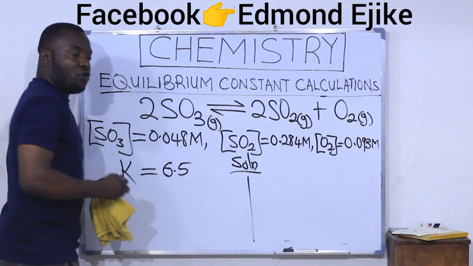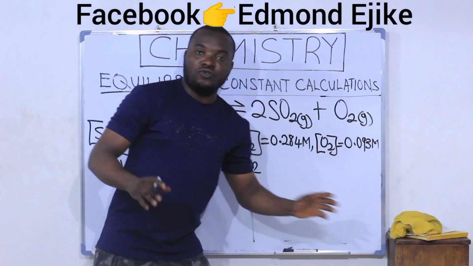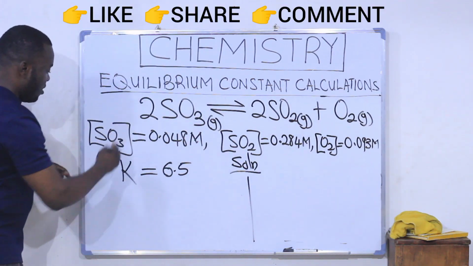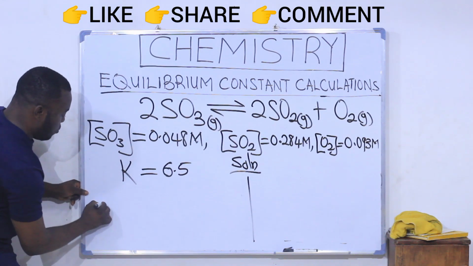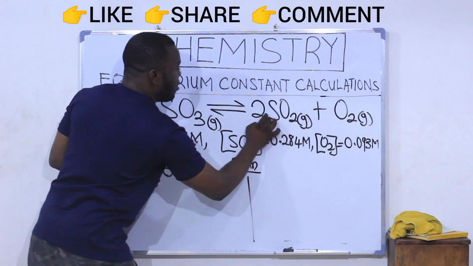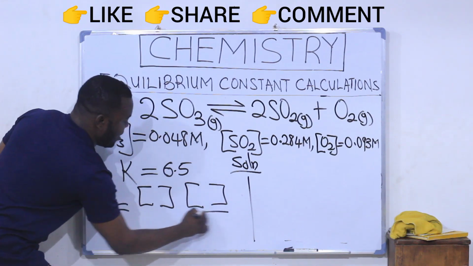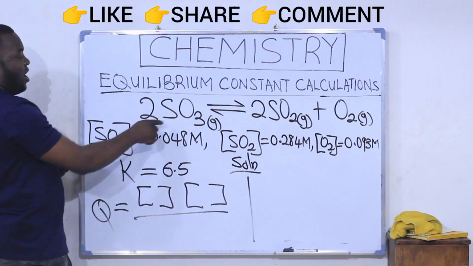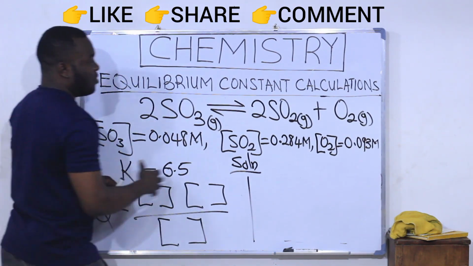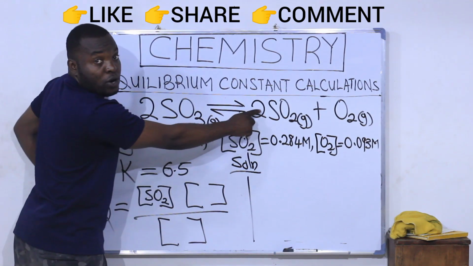Your Q value is found the same way you find the equilibrium constant. The usual way we do it: concentration of the products divided by concentration of the reactants. So Q is equal to the concentration of the products. I have two products here, so I'm going to have two concentration brackets divided by the concentration of the reactants. I have only one reactant, so I have only one concentration bracket. So let's put in the substances. This is SO2 on the product side, raised to the power of its number of moles, 2.